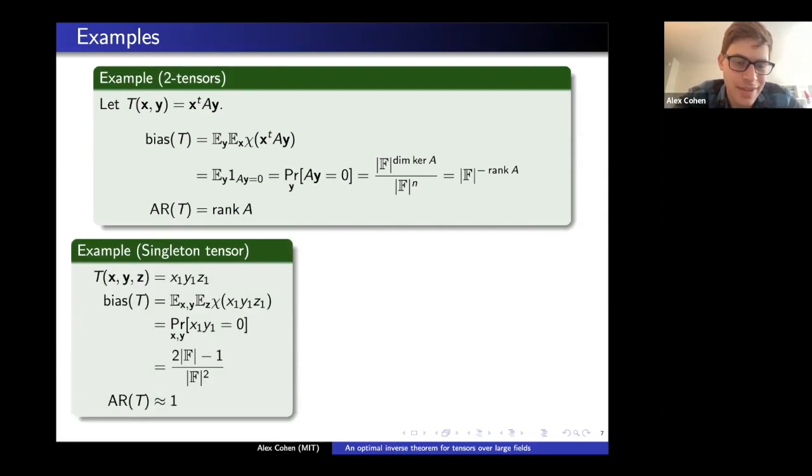So here's another example. This is a singleton tensor. So this is now a 3 tensor. And right, if you think about it as a 3D matrix, it's going to have one non-zero entry. And we're going to do a similar thing.